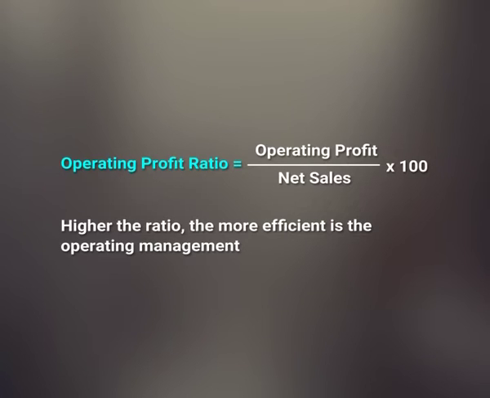The next type of ratio is operating profit ratio. This ratio measures the relationship between operating profits and net sales. This ratio is computed to determine the operating efficiency of the management. It can be calculated as: operating profit ratio is equal to operating profit divided by net sales multiplied by 100. Higher the ratio, the more efficient is the operating management. Now, the next type of ratio is operating ratio.